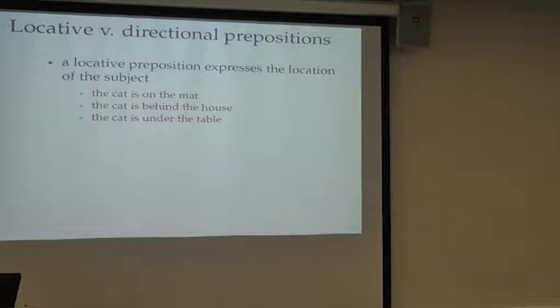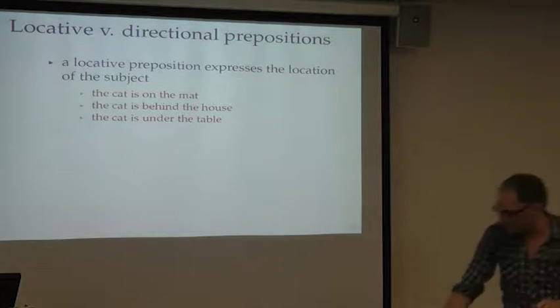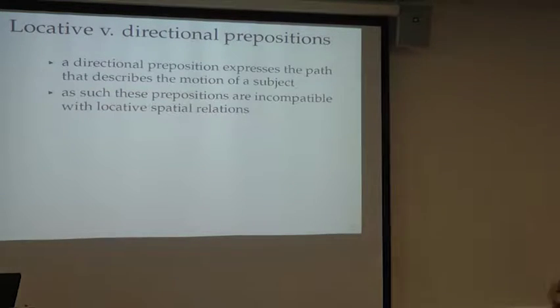So: the cat is on the mat, the cat is behind the house, the cat is under the table. A directional preposition expresses the path that describes the motion of a subject. So a directional preposition is really meant to express motion, not location.